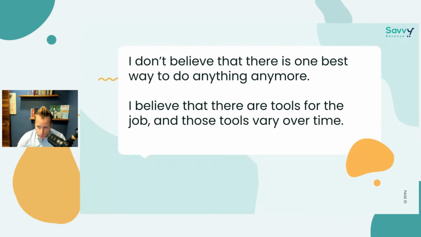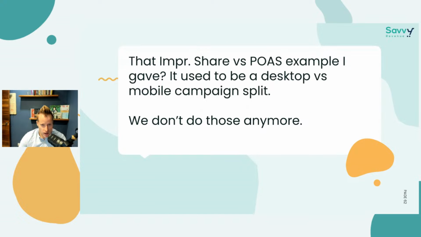So I don't believe that there's one best way to do anything anymore. I don't think that's the right way to look at it. I think that there are tools for the job, and those tools vary over time. Like the impression share versus POAS example I gave, that used to be a desktop versus mobile campaign split, where we had campaigns in mobile and desktop, so we could run smart bidding at different volumes because they converted differently. We don't do those anymore.